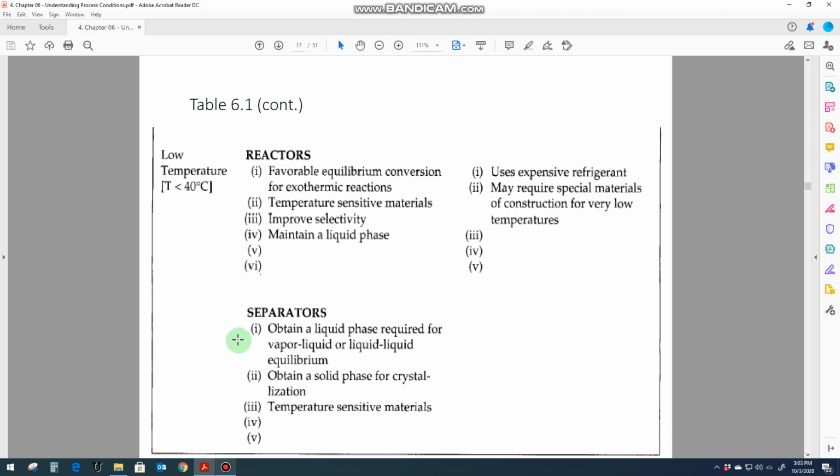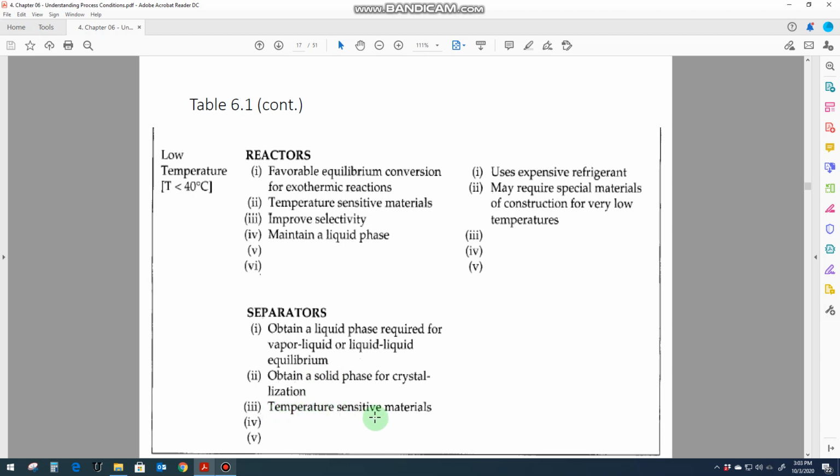Now, in terms of separators, if we want to operate the separators below 40 degrees centigrade, then what could be the aims? Obtain a liquid phase required for vapor liquid or liquid liquid equilibrium. So, if we want to keep the liquid phase within our process, or we want to have an equilibrium between the vapor liquid or the liquid liquid, then we can go below 40 degrees centigrade. Obtain a solid phase for crystallization. So, if we are carrying out the crystallization process in the separator and we want to get the solid phase, then we can go less than 40 degrees centigrade.